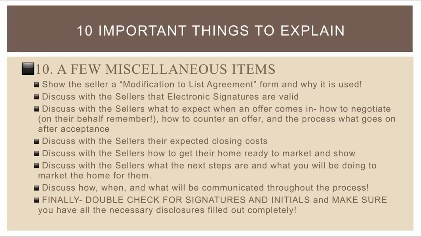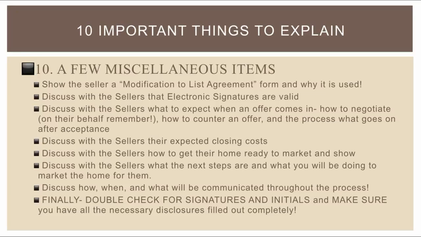Discuss with the sellers their expected closing costs. Discuss with the sellers how to get their home ready to market and show. Discuss with the sellers what the next steps are and what you will be doing to market the home for them. Discuss with them how, when, and what will be communicated throughout the process. And finally, at the end, when you've signed all the paperwork, make sure you double check for signatures and initials, and make sure you have all the necessary disclosures filled out completely.